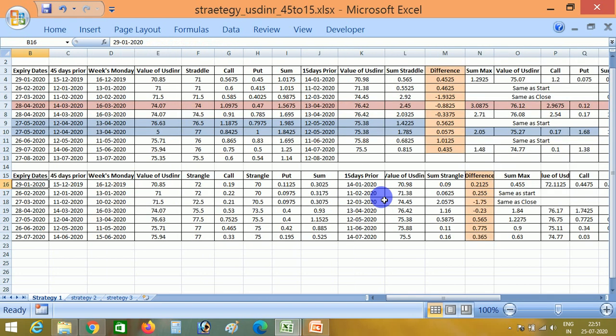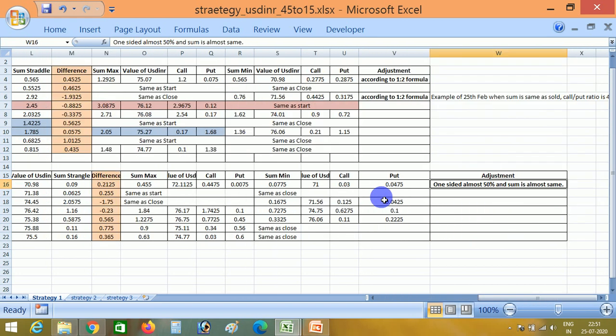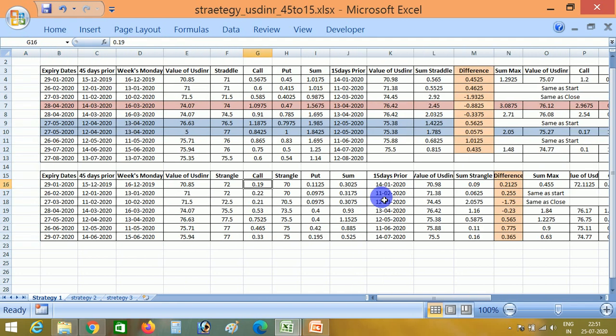If someone is not going to trade the straddle, we can use strangle as well. And the adjustment for strangle is one sided, almost 50%, sum is almost zero. Like if you have shorted the strangle at 19 paisa and 11 paisa, and any side is left at 50%, like this 19 paisa is left to 10 paisa, or this 11 paisa is left to 5 or 6 paisa, you are going to do adjustment then. One thing is, any side will be 50%, and the sum of the straddle is nearly 30 paisa. So you will do adjustment on the gain side.